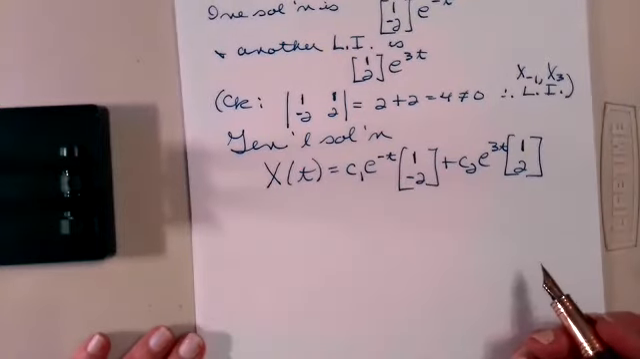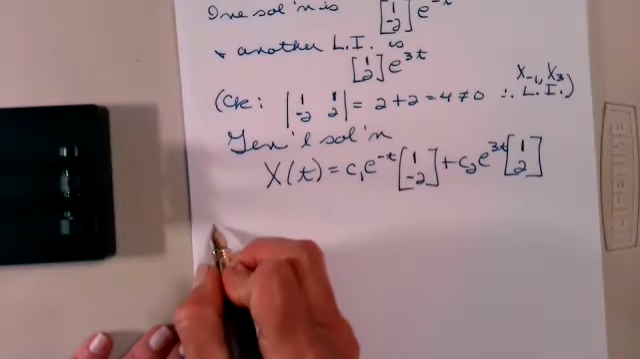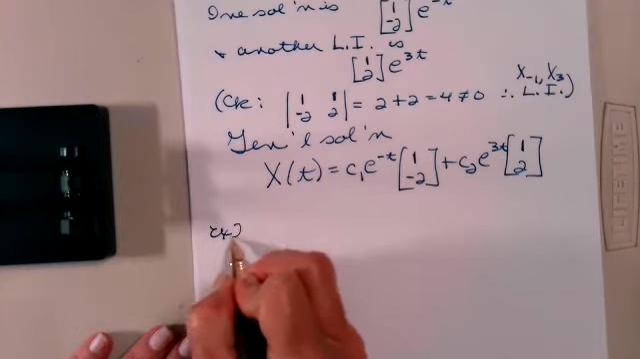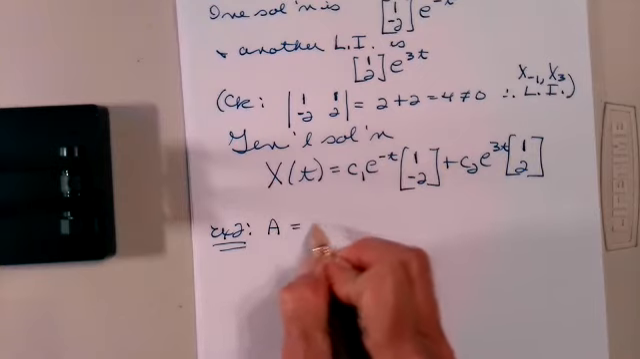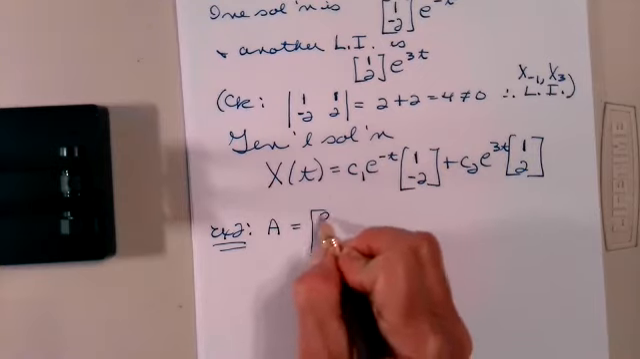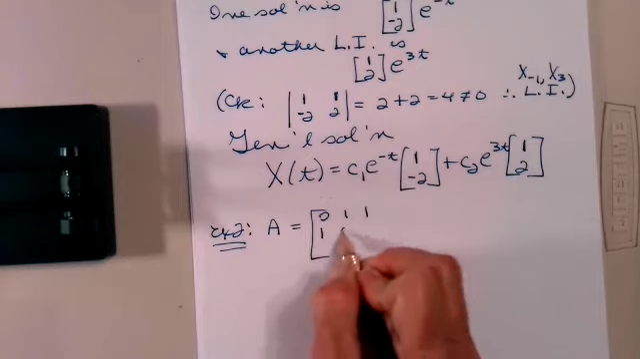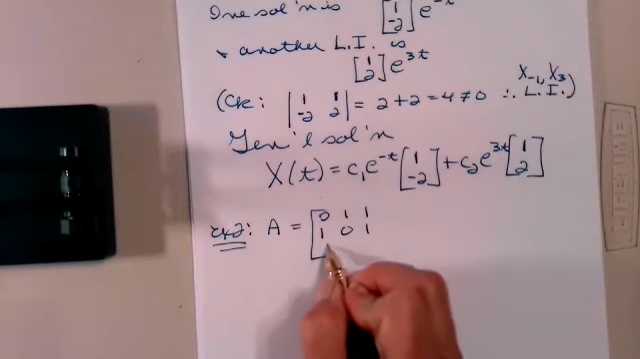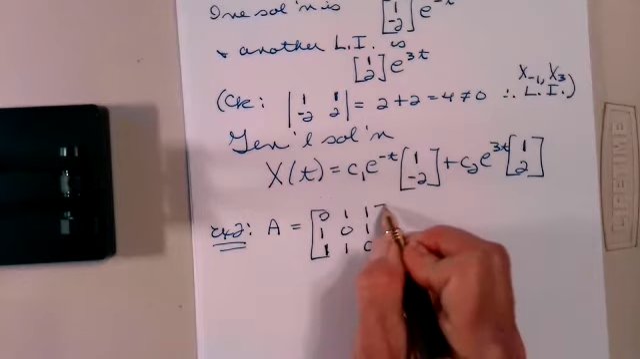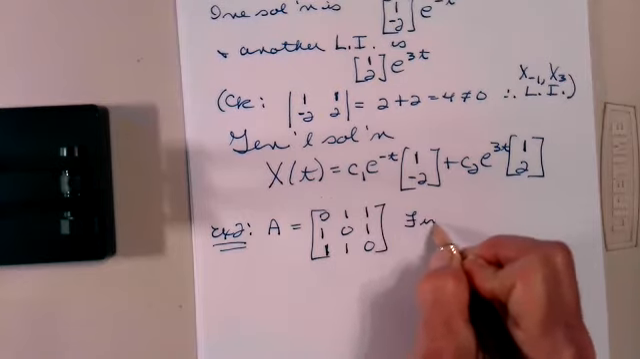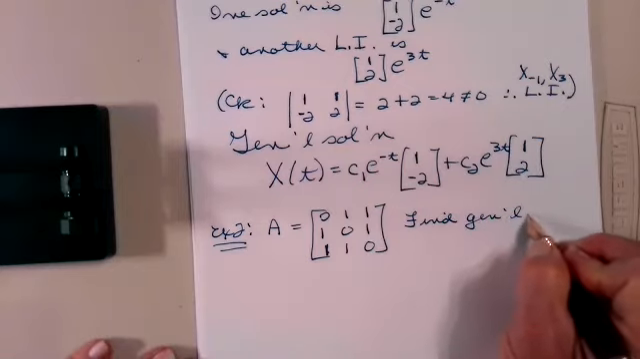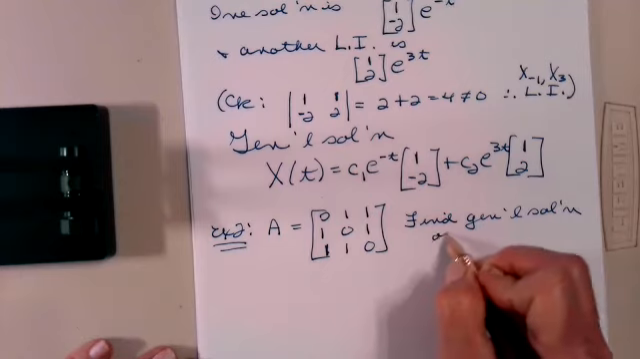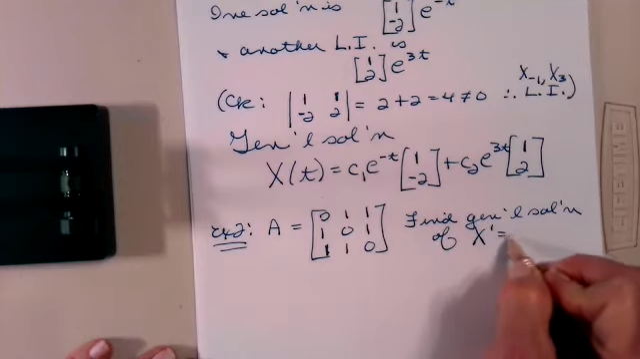Okay, let's do one other one. And that's all there really is in this section. It's not really hard, but there's a lot of calculations that go on in the background. So here's example 2. Let's look at the matrix A, which is 0, 1, 1, 1, 0, 1, 1, 1, 0, and find the general solution of x prime equals Ax.